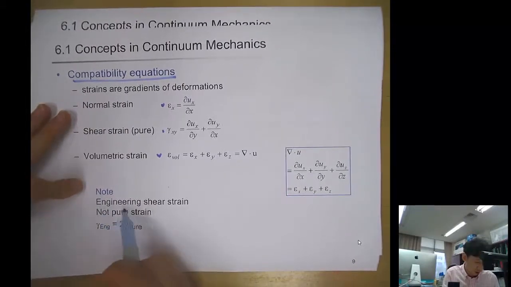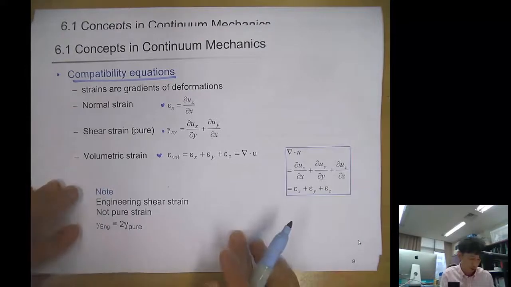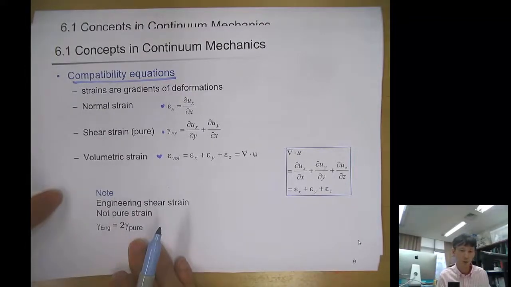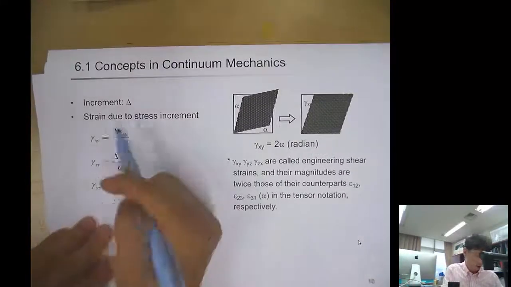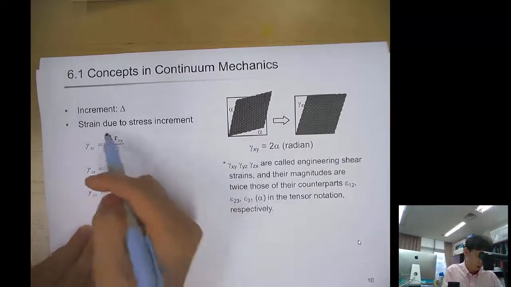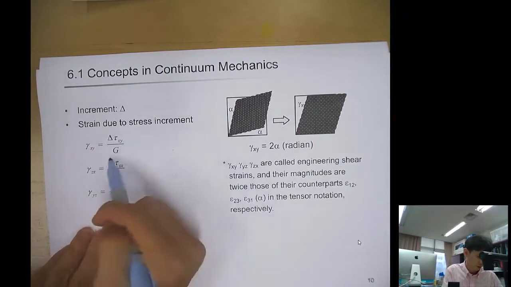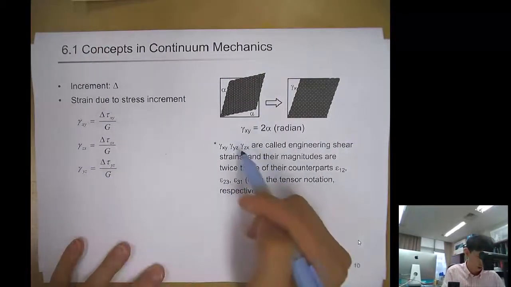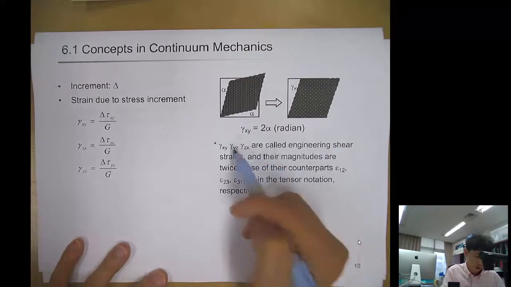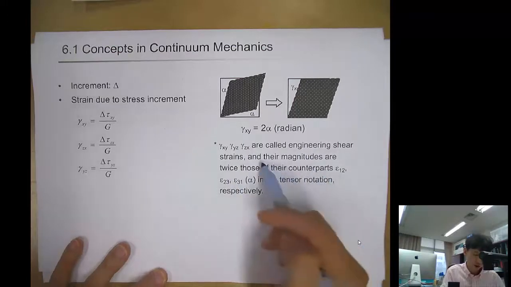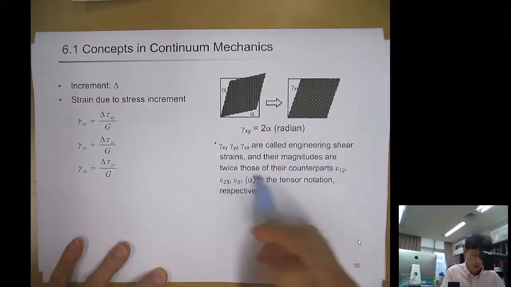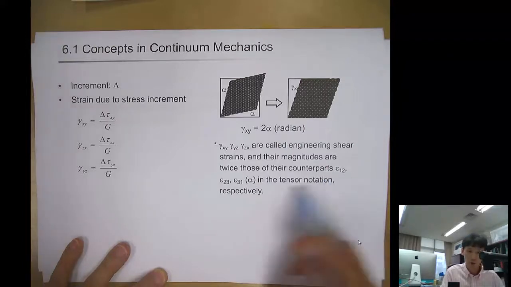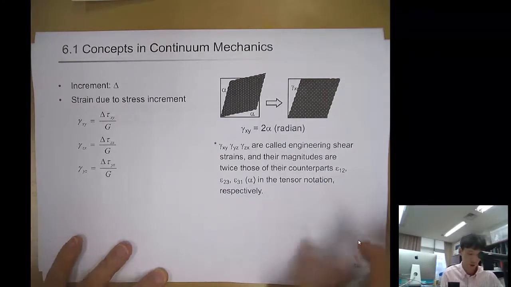One thing to notice is that the engineering shear strain is not the same as the pure shear strain. Actually, you have to double the pure shear strain to get the engineering shear strain. The increment is denoted by delta, and the strain due to stress increment can be written like this. As we just saw in the previous slide, gamma xy, gamma yz, gamma zx are called engineering shear strains. Their magnitudes are twice those of their counterparts, epsilon 1 2, epsilon 2 3, epsilon 3 1 in tensor notation.